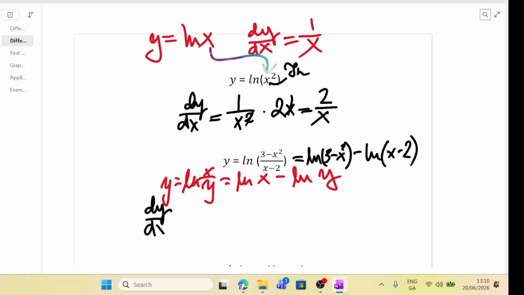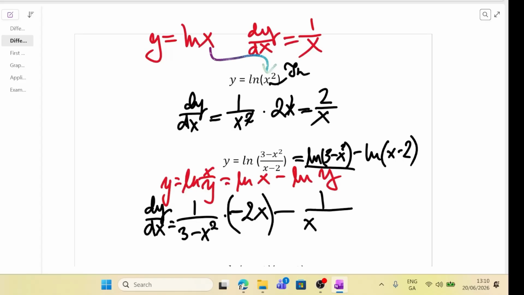So dy over dx is equal to, I differentiate that first, so ln is my outside, inside is 3 minus x squared, so it's 1 over 3 minus x squared, times the derivative of the inside, which is minus 2x. And then I differentiate my other one, making sure that it's with the brackets, and that will be 1 over x minus 2, and the derivative of the inside will be just 1. And then, of course, you could put that over here.